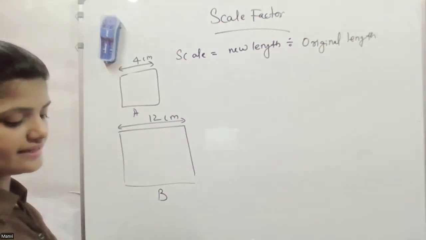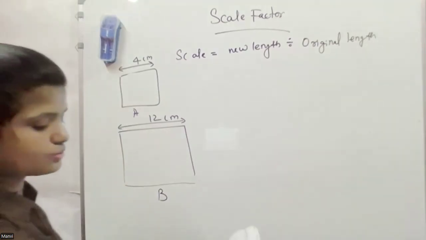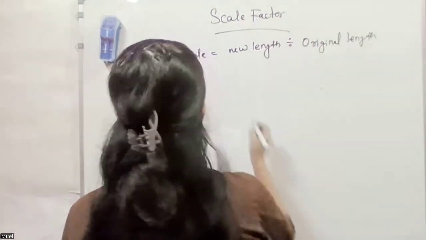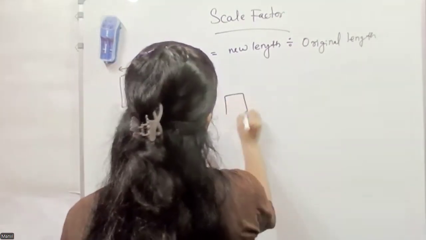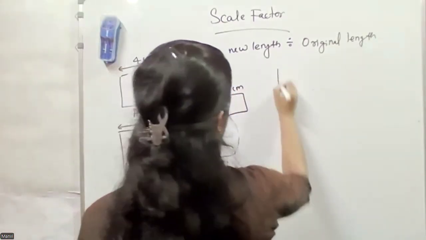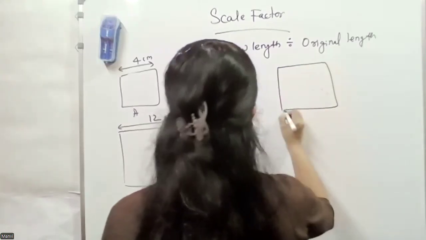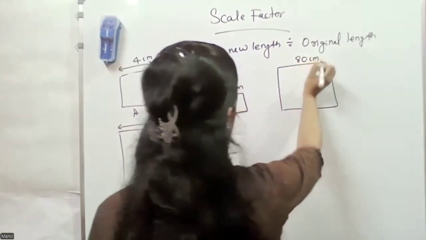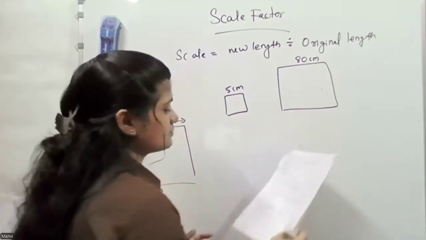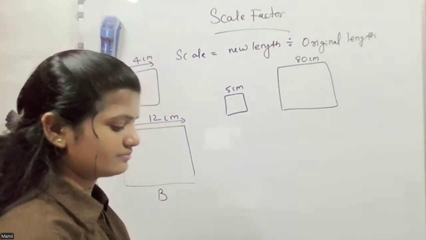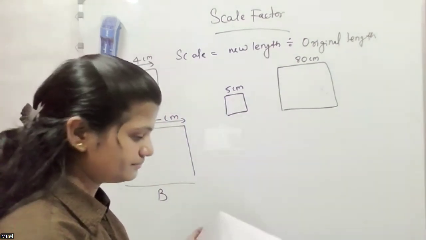Now, if I say that shape A is enlarged to shape C. Here I have one shape, which is shape A. The side length is 5 centimeter. And here we have another shape, which is shape B. And the side length is 80 centimeter. So what will be the scale factor for this, Kavya? 16. Wow, that's good.